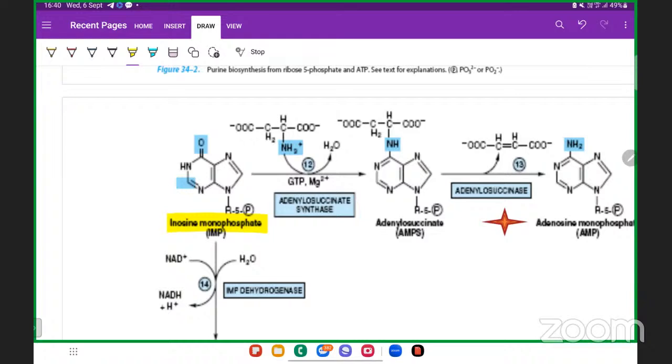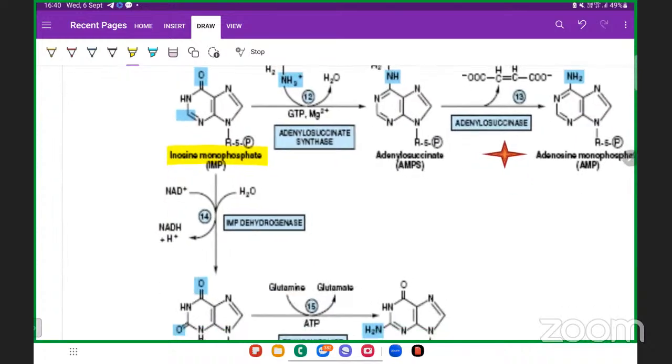So how did it start? Ribose 5-phosphate. After that, it gets converted to phosphoribosyl pyrophosphate. It gets converted to 5-phosphoribosyl amine. In the 5-phosphoribosyl amine, after 9 steps, it forms inosine monophosphate. Now you have inosine monophosphate in your hand. This inosine monophosphate, in the presence of inosine monophosphate dehydrogenase. So dehydrogenase, what is it going to do?